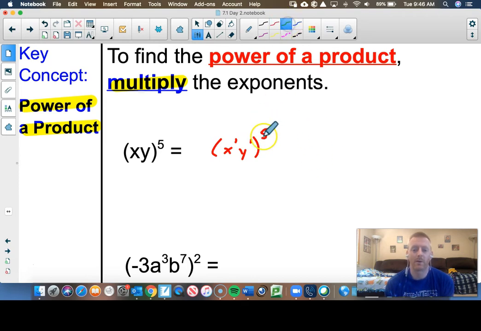The way we do this is it's kind of like the distributive property. That 5 goes to each piece. So we have 1 times 5 to make an x to the 5th, and 1 times 5 to make a y to the 5th. That's a little bit of review from last time. So this is your answer for simplifying that part.